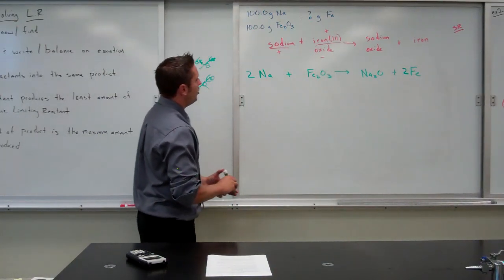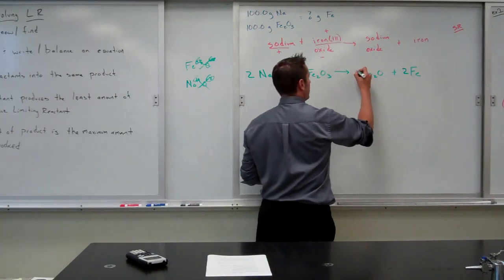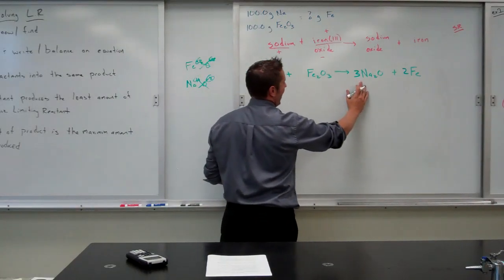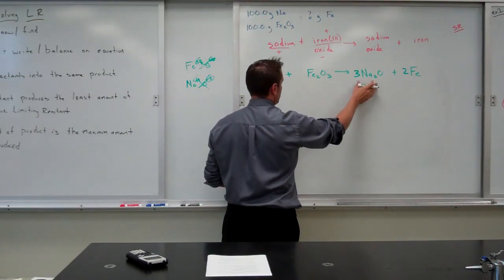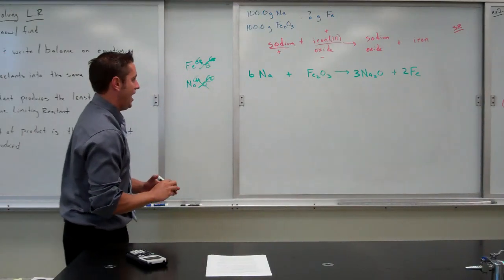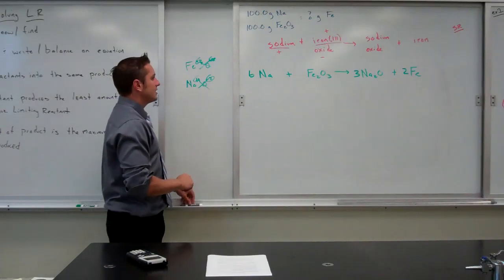Now moving on to O. 3 O's on the left, 1 on the right. So I have to put a 3 here to get 3 O's. Right? But that changes Na from 2 to 3 times 2, 6. So I have to go back here and put a 6 in front of Na. Now that equation is balanced.